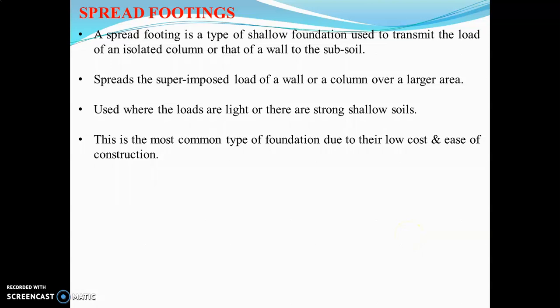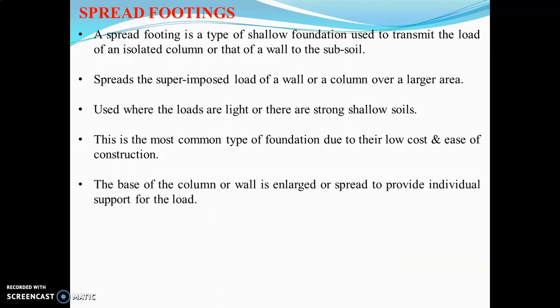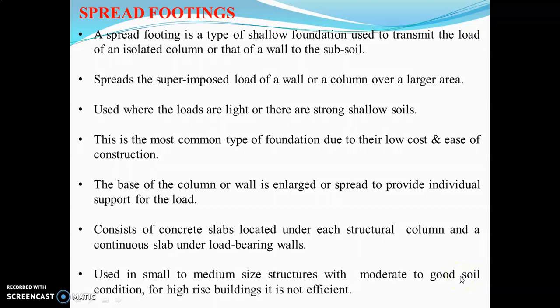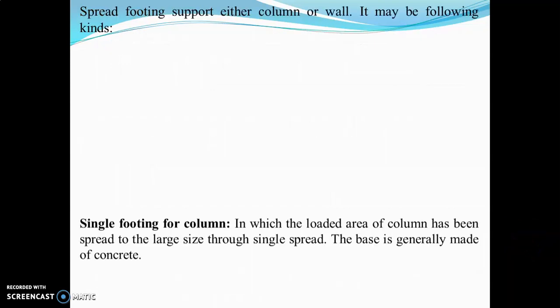And here the loads are light and they are strong shallow soils. This is usually the most common type of foundation because of its low cost and ease of construction. And here the base of the column or wall is enlarged or spread to provide individual support for the load. Usually it consists of concrete slabs located under each structural column and a continuous slab under load bearing walls. And usually they are used for small to medium sized structures with moderate to good soil conditions. It is not recommended for high rise buildings.